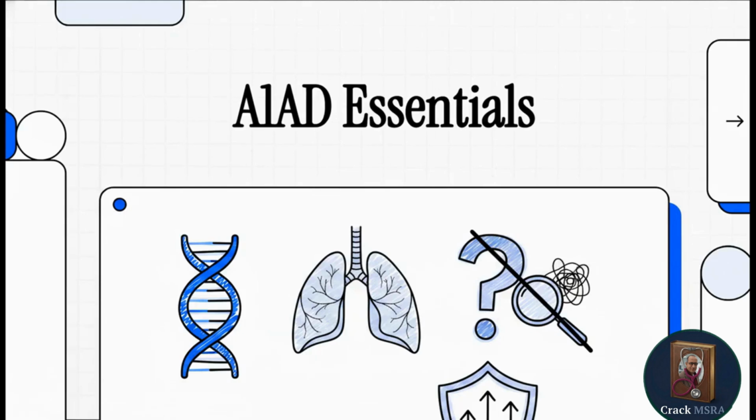All right, welcome to this explainer. Today we're zeroing in on the absolute high-yield essentials of alpha-1 antitrypsin deficiency. If you're gearing up for the MSRA, you are exactly where you need to be. We're cutting out all the fluff to focus purely on the core genetics, the clinical presentations, and most importantly, those sneaky little exam traps examiners love to use. Let's get you completely confident for test day.